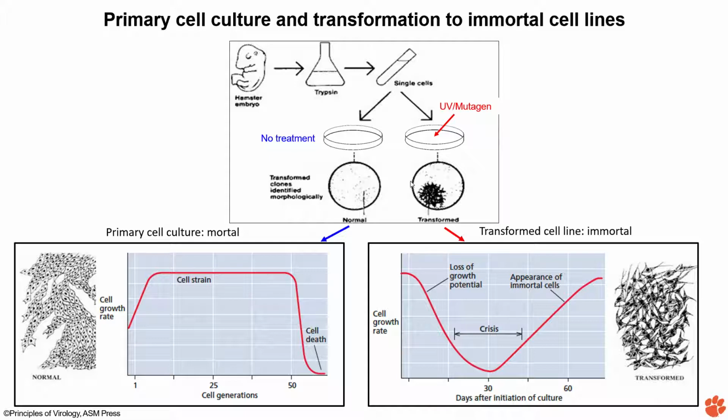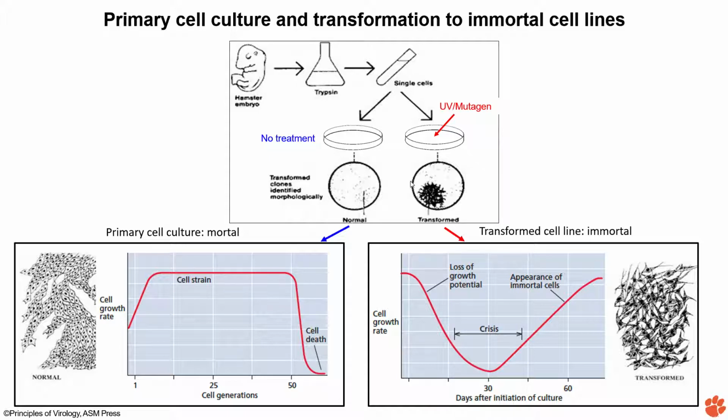All right, the first thing we are going to talk about is primary cell culture and the transformation of the important cell lines. So basically, how do we make the cells? You can just take an embryo. Here is an example of a hamster embryo. You trypsinize it, it's a protease, and it disrupts all the cellular interactions into single cells. You plate them, grow them. This is your primary cell culture.